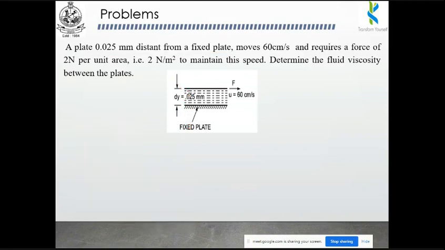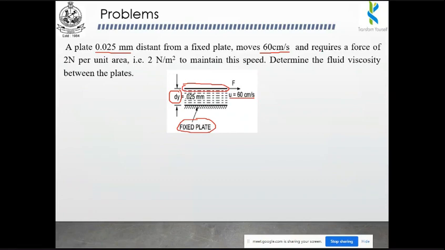We have two plates: one is a fixed plate and the next one is a moving plate. This particular line is the moving plate. The distance between the fixed plate and the moving plate is dy, and the value is 0.025 millimeter. And it moves with a velocity of 60 centimeters per second.